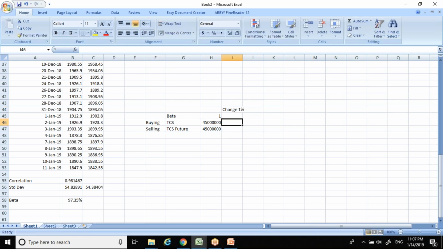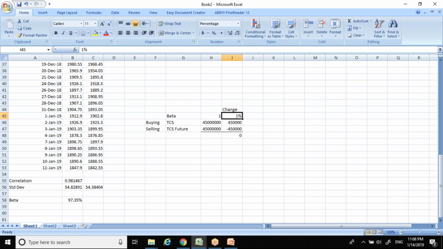Now, how much profit are you going to make? I'll keep it 1% here, so we can simply use that number in multiplication. So this multiplied by this, you make a profit of around 450,000. Whereas with TCS future, obviously, you're going to lose this much. So the net effect will be around 0. So you have no profit and no losses, right?